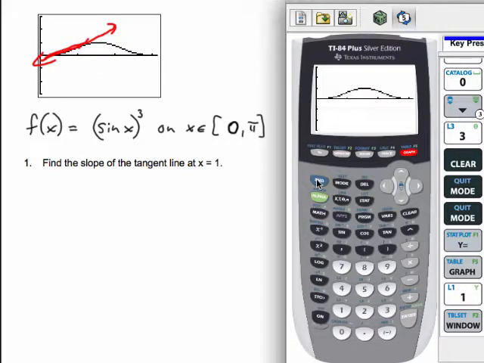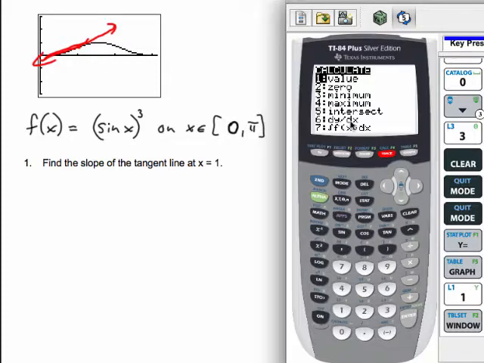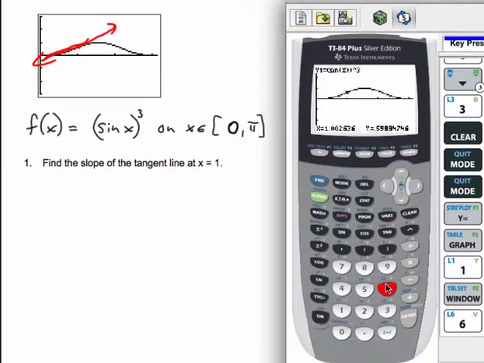One way is to simply go second function trace, which is the calculate menu, go down to number 6, which is the derivative, enter the x value at which you want the derivative, x equals 1, press enter, and you'll see that it says that the derivative at that point is 1.148 rounded off.